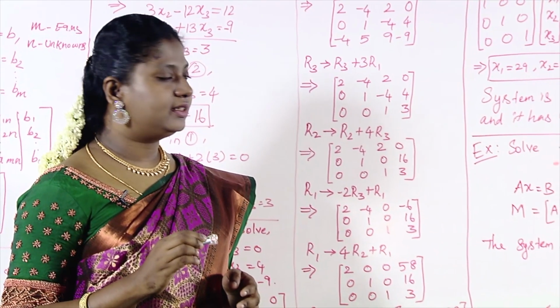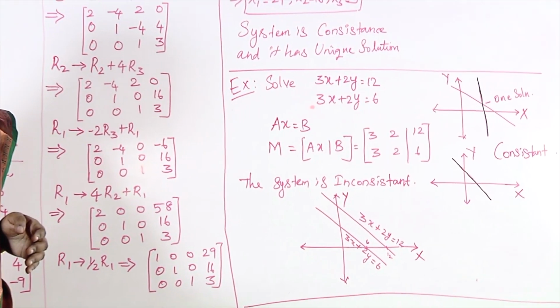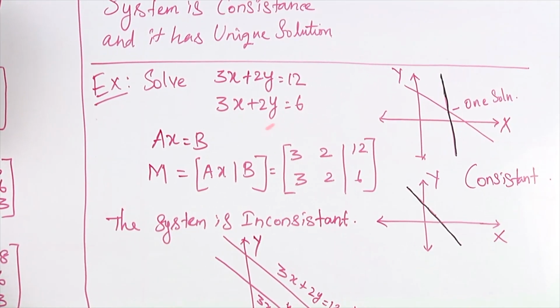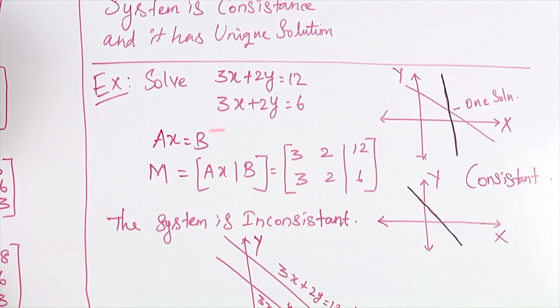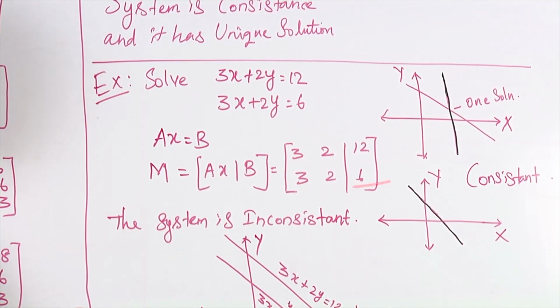We have considered 3x plus 2y is equal to 12, and the other equation 3x plus 2y is equal to 6. This can be written in the form Ax = b, and from here we can form an augmented matrix. This is our augmented matrix: 3, 2, 12; 3, 2, 6. If you try to reduce it, all the entries will become 0, 0, 0 in the second row. Therefore, it has an inconsistent solution, or in fact no solution at all.